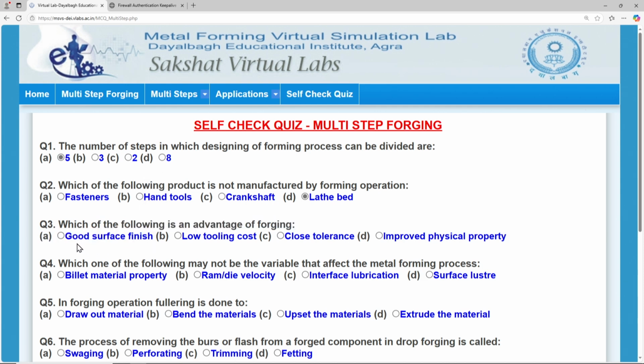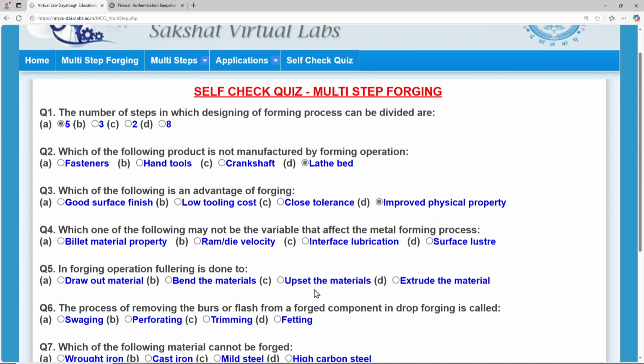Surface finish is generally not great. Low tool cost, close tolerance, improved physical property. That is one of the advantages. Which of the following may not be the variable that affects the metal forming process? Here, amongst the given variables, the surface luster is not significant or not affecting it.